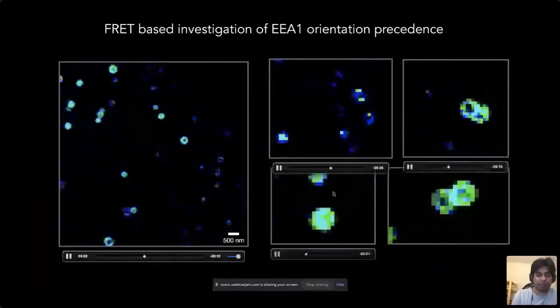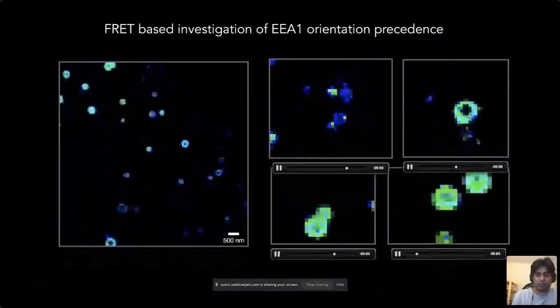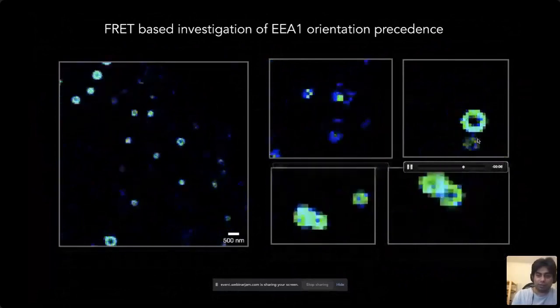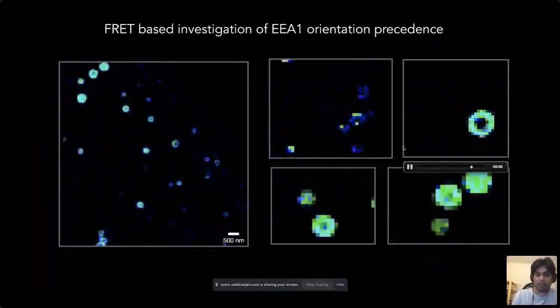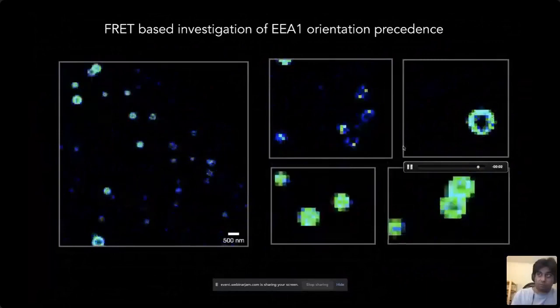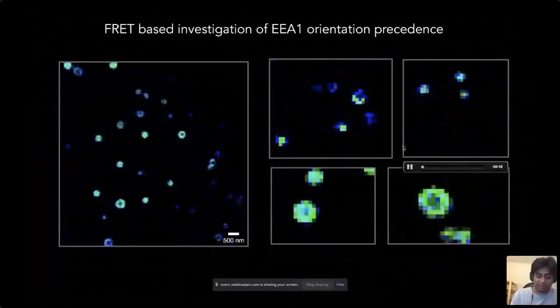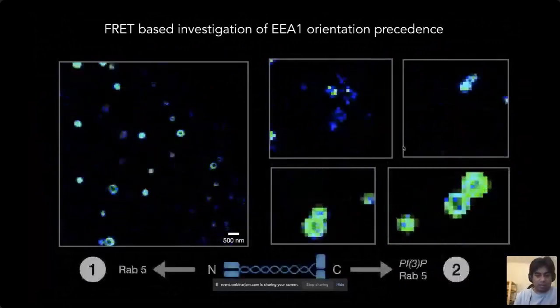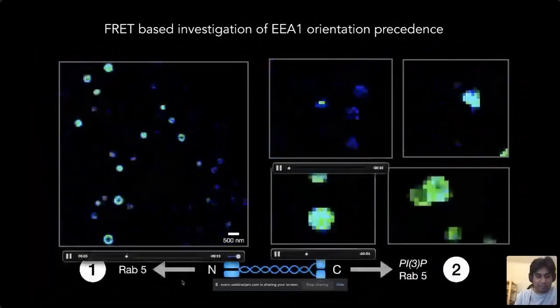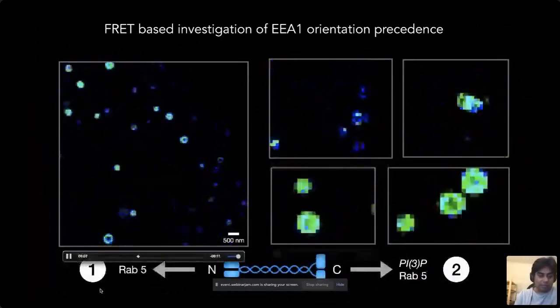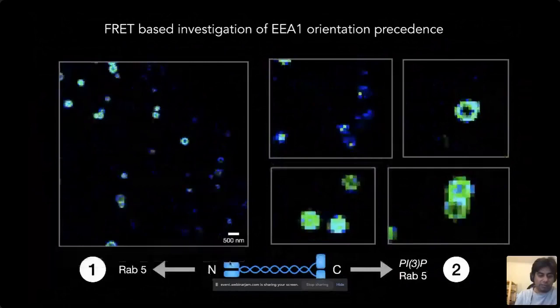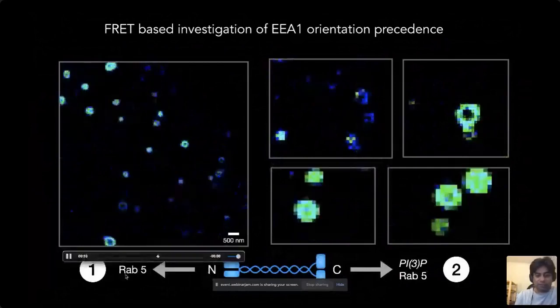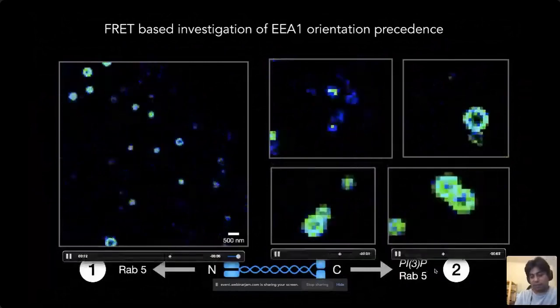We also see many other rich features while observing fusion of these endosomes, which we have not performed a very detailed analysis of and are not ready to talk about. What is clear from this experiment is that the orientation precedence is the following. The N-terminal interacts with Rab5 before the C-terminal can interact with Rab5 and PI3P.